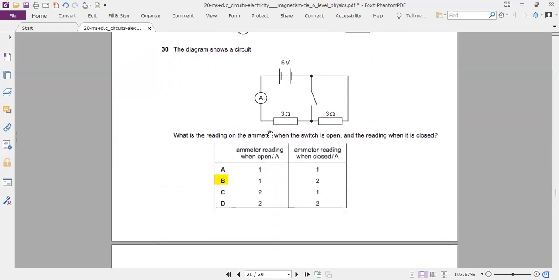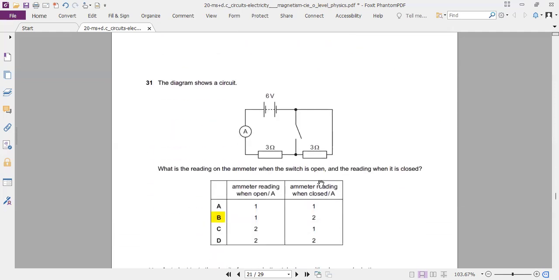So what happens when we close this switch? At the moment, total resistance is 6 ohms. So the current is 6 divided by 6, 1 amp. When we close it, this part of the circuit becomes irrelevant because of the short circuit here. So the resistance becomes 3 ohms. V is 6. 6 divided by 3 gives you 2 amps. So 1 when open, 2 when closed is the correct choice.